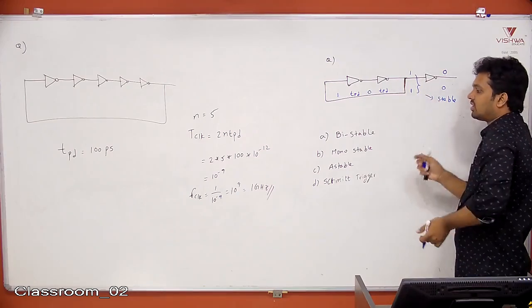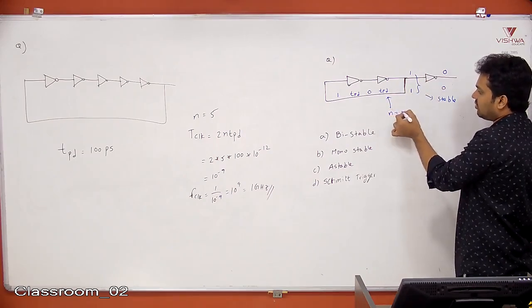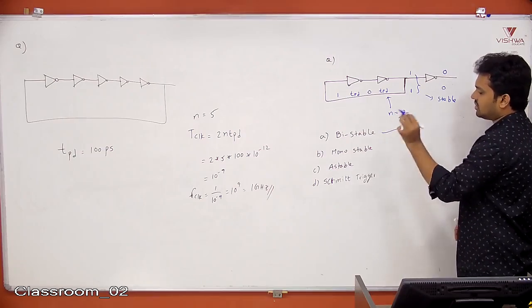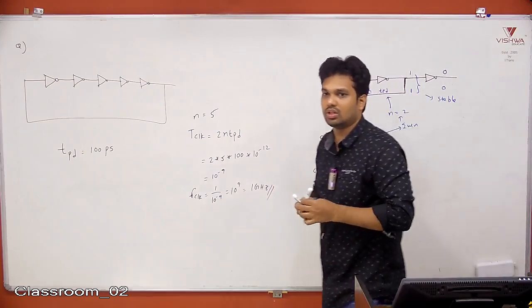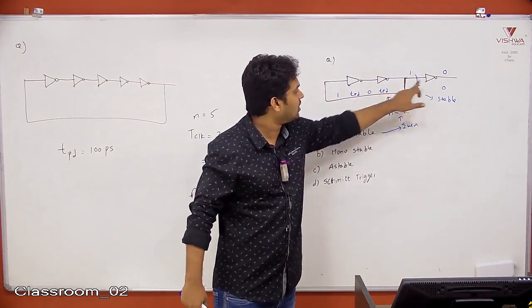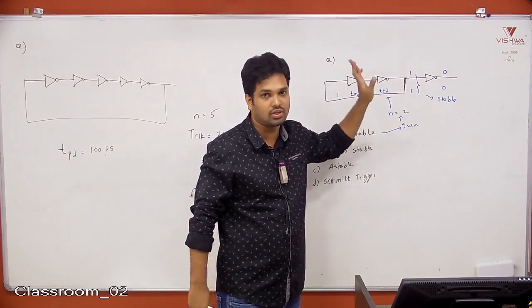So we should never consider the inverters outside the loop. Inside the loop, how many? N equal to 2. 2 means even. So bistable. So don't think that N equal to 3, because the number of inverters is 3. Consider only inverters in the loop, not outside the loop. Copy it.